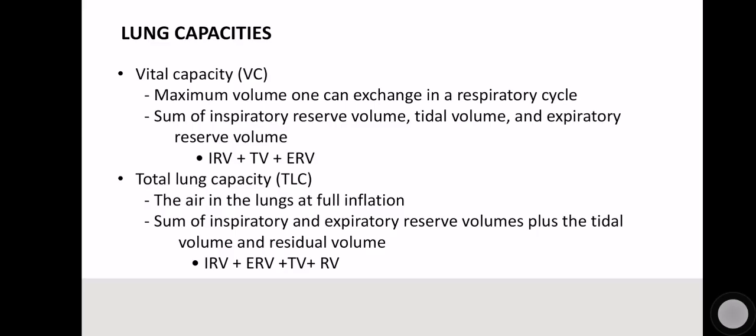Vital capacity, VC, is the maximum volume one can exchange in a respiratory cycle, the sum of inspiratory reserve volume, tidal volume, and expiratory reserve volume. Inspiratory reserve volume plus tidal volume plus expiratory reserve volume. Total lung capacity is the total air in the lungs at full inflation, the sum of inspiratory and expiratory reserve volumes plus the tidal volume and residual volume.